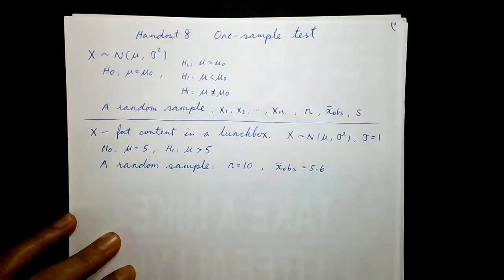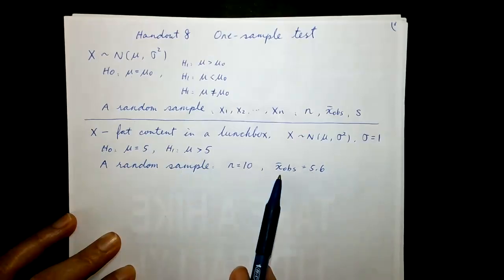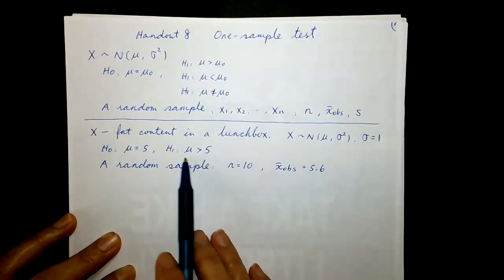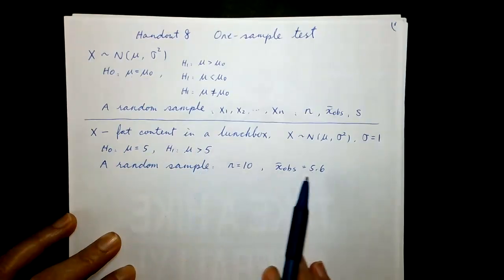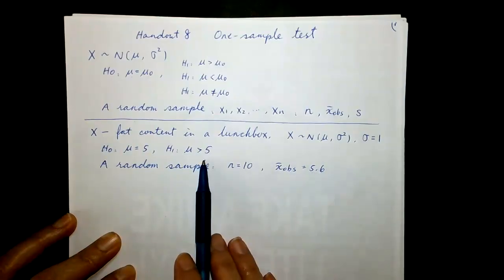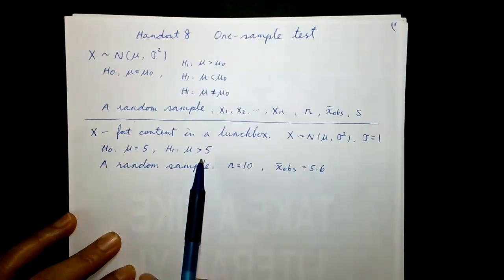You can't make the claim because this is a sample mean, right? This is not mu. So the sample mean does not have to be exactly your population mean. So you can't make the direct connection that it's greater than 5. 5.6 is greater than 5, but is it significantly greater than 5? It is the significance that you have to show. How much greater than 5 is significantly greater?